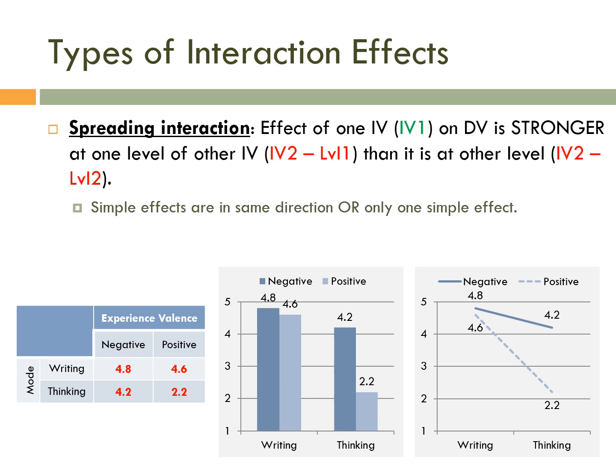And then we have the 4.6 versus a 2.2 on the positive experience within the mode of processing. Or we could look at it in our visualization of within writing, whether you're writing about a negative experience versus a positive, is the 4.8 versus a 4.6. Or within thinking, when you're just thinking about an experience, if it's a negative experience, you have a well-being of 4.2 versus a 2.2.